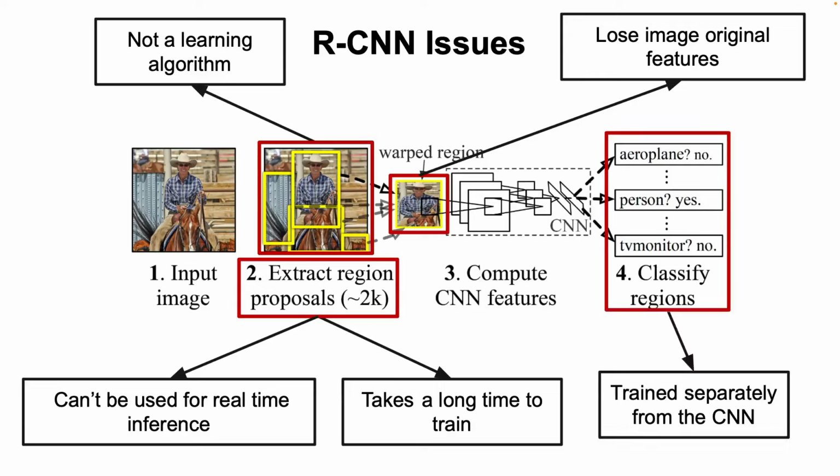And finally, the R-CNN model is not trained in an end-to-end fashion, the SVM being trained separately from the CNN model, leading to suboptimal performance in general.